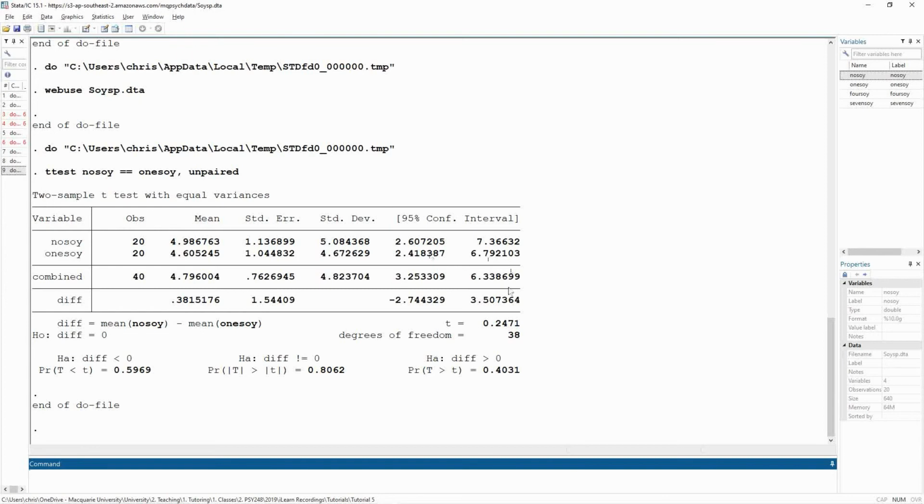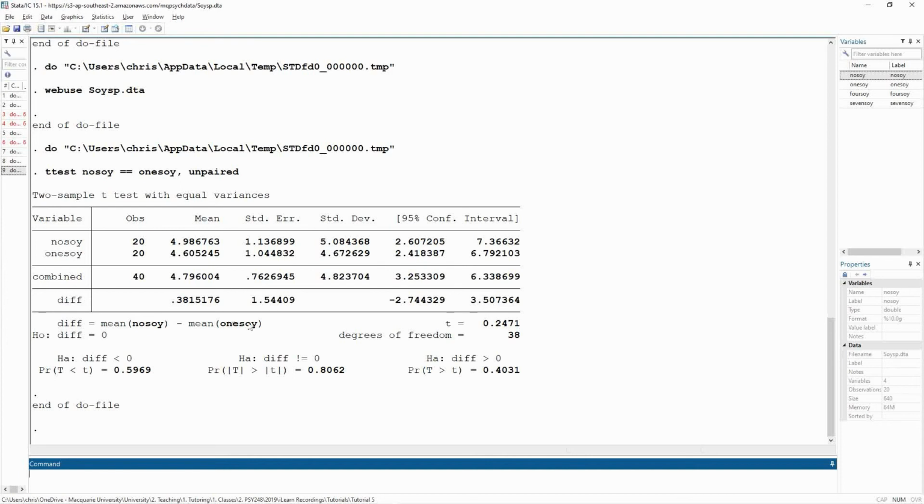We can also get a confidence interval around the difference, which is down here. And we can say that with 95% confidence, the mean difference in sperm count between no soy and one soy meal is somewhere between negative 2.74 and 3.51. Now, if we think back to what the null hypothesis of a t-test is, it's that the mean DV for one group is the exact same as the mean DV for another. So if that was the case and I calculate the difference score, it would be 0.